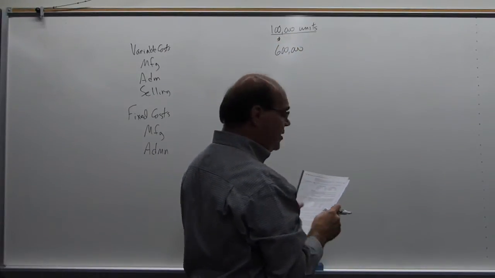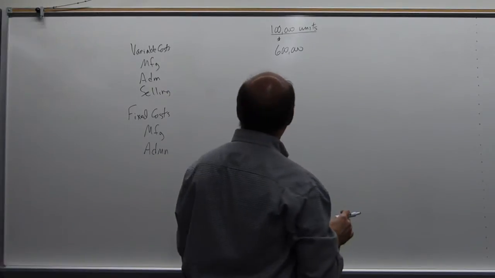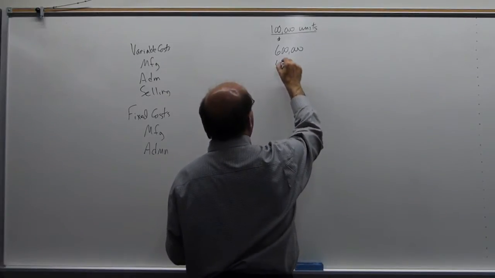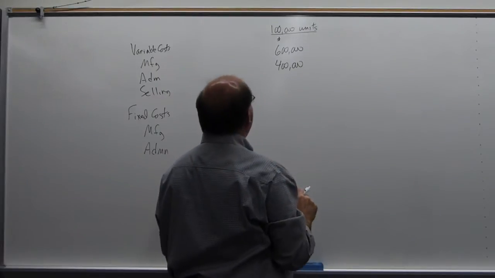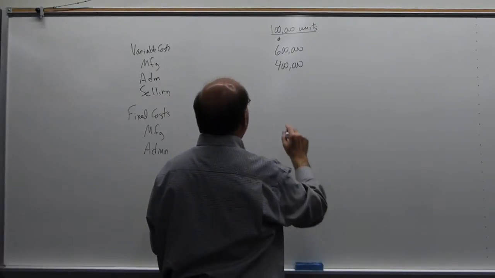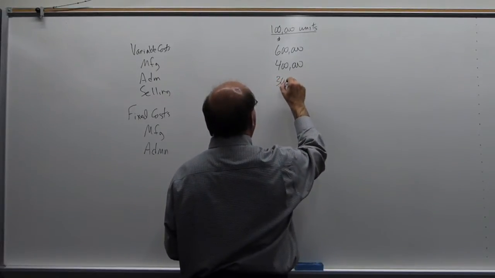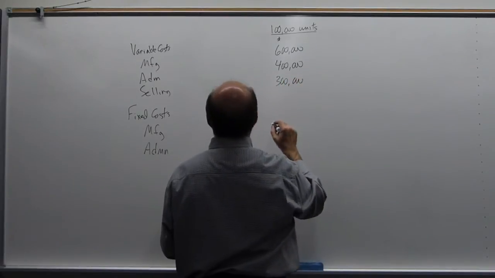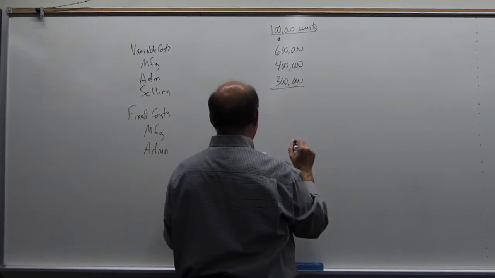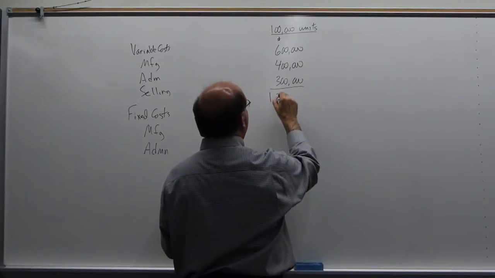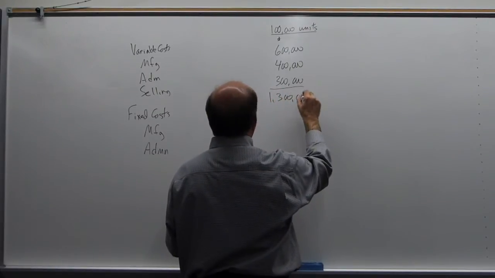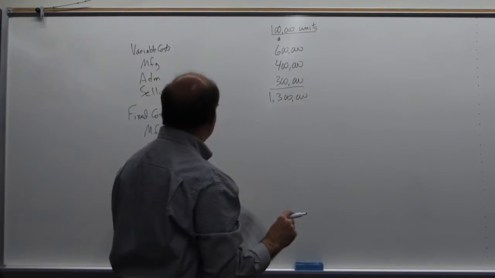And then our administration, we said it's going to cost us about $4 per unit. So if we have 100,000 units, we're going to spend $400,000 on variable administration. And then finally, our selling is going to cost us about $3 a unit. So we're going to spend $300,000 for selling. If we add those all up, that equals $1,300,000. That's our total variable cost.